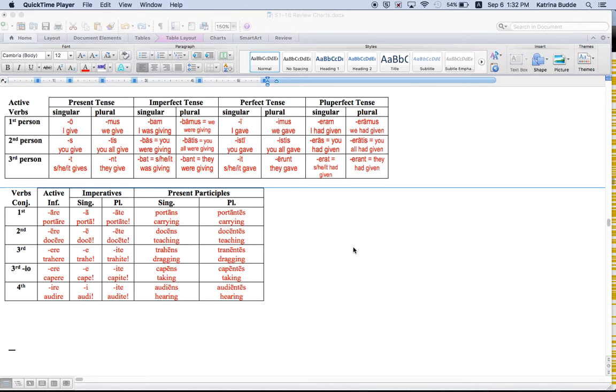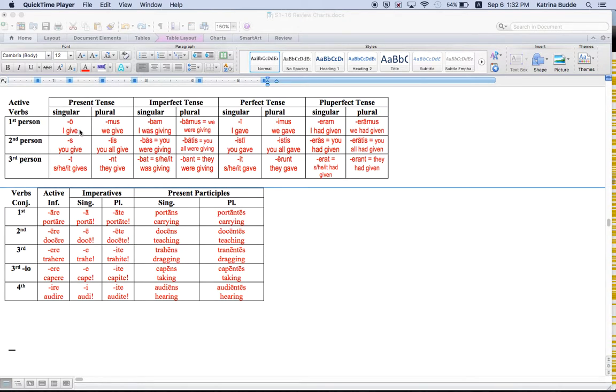So I'm going to start here looking at a chart, and this is a very typical chart that I use in class. Right here we have the regular ending, so present tense. First person singular, second person singular, third person singular. Over here we have the plurals. First person plural, second person plural, third person plural. So the endings are o/m, s, t, mus, tis, nt.